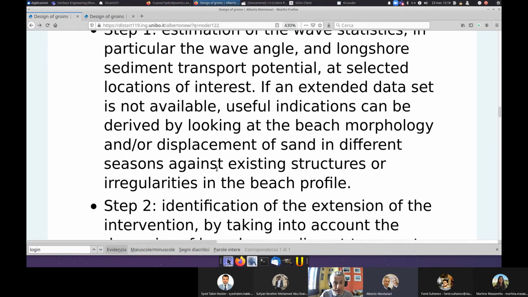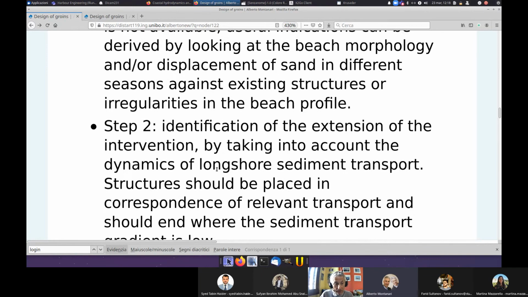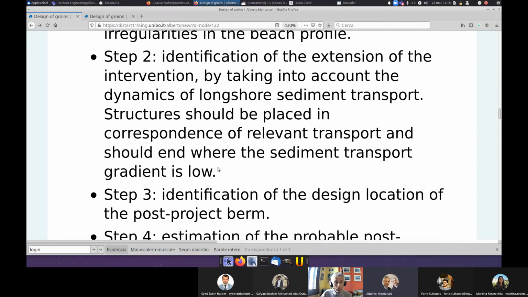So this step is estimation of wave statistics. We know it. And step 2, identification of the extension of the intervention. So how long is the coastline you should displace your groins to? And you have to take into account the dynamics of longshore sediment transport.